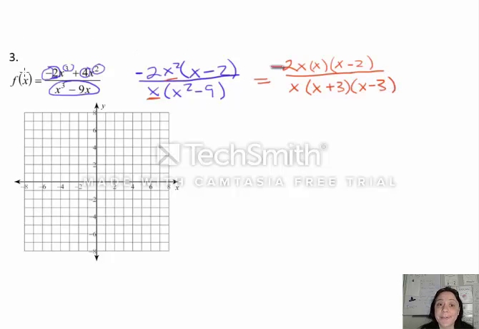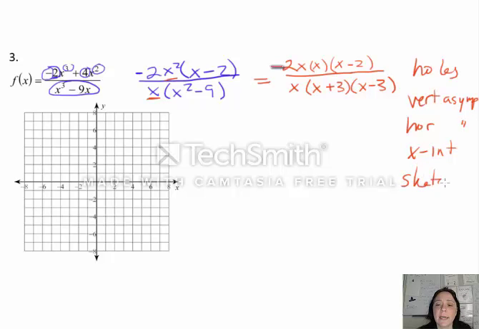So there you go. Those are your spoilers for problem 3. Don't forget to go ahead, find your holes, find your vertical asymptote, find your horizontal asymptote, and find your x-intercepts, and then go ahead, find some points, and sketch your graph. For this one, you're going to need a bunch of points and a calculator, but if you're patient, you'll get it all graphed in no time.